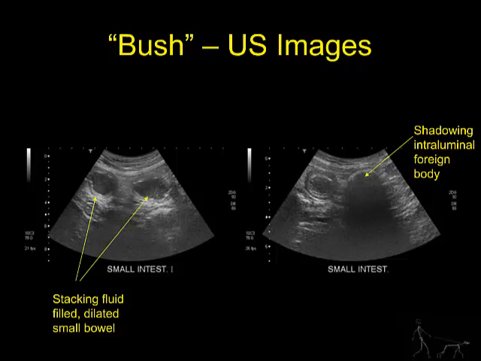These are several images from the ultrasound exam of Bush. Note that in the image on the left, there are at least 2 stacking or parallel-oriented small bowel loops that are fluid-filled, seen within the mid-ventral abdomen. Slightly further caudal, a same fluid-filled section of small bowel is adjacent to another section of small bowel that either contains gas or an intraluminal foreign object. Both of these images were obtained in a transverse orientation.